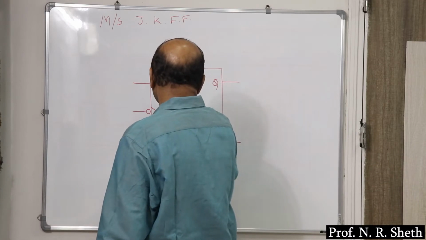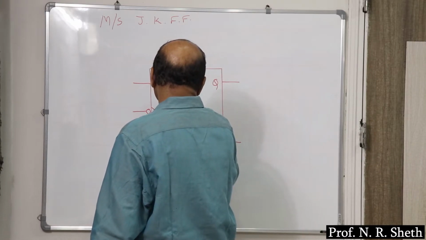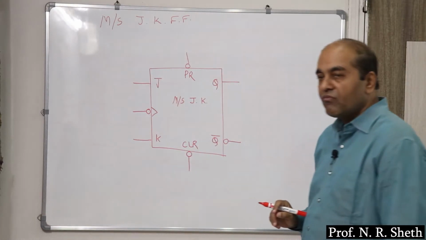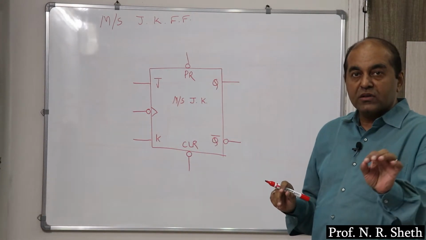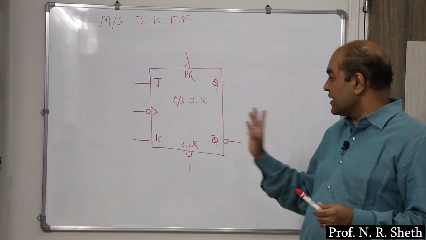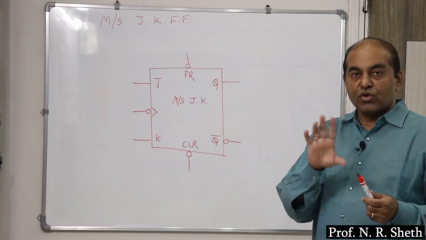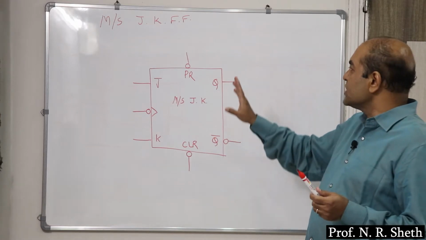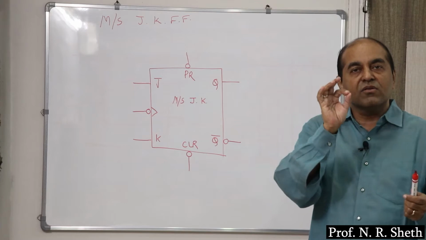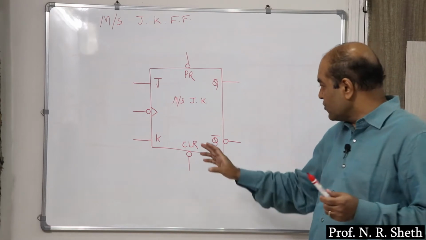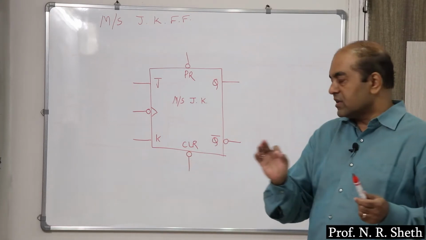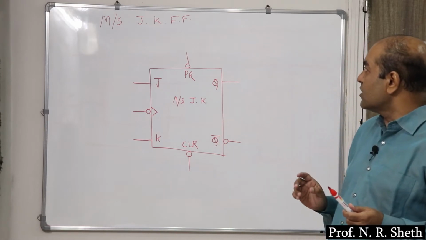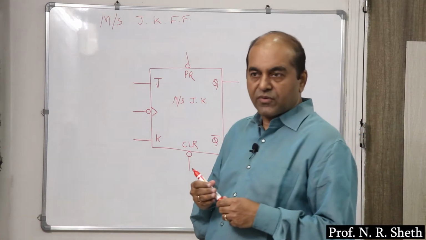This is master slave JK flip flop with active low preset and clear. So, for normal operation you have to keep it 1, and if you want to utilize this preset facility, then you have to make preset 0. If you want to utilize clear facility, then you have to make clear equals to 0. So, this is the symbol of master slave JK flip flop.